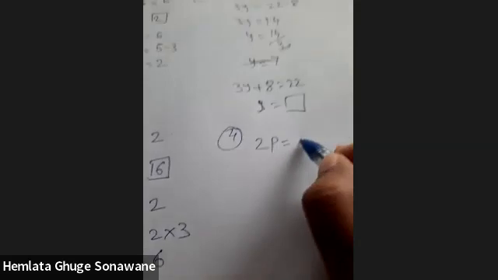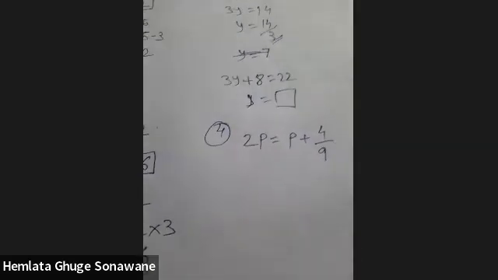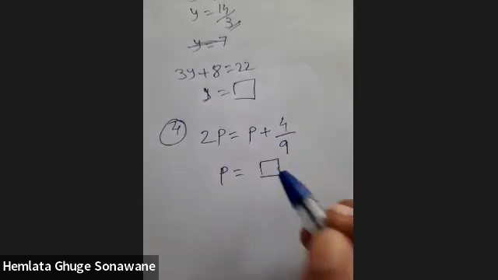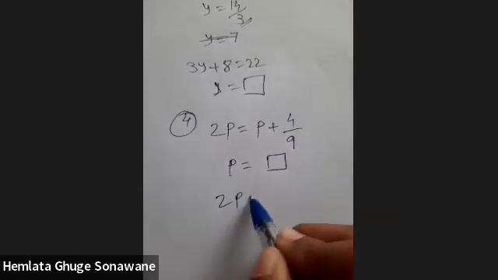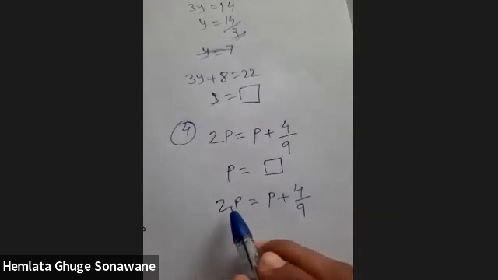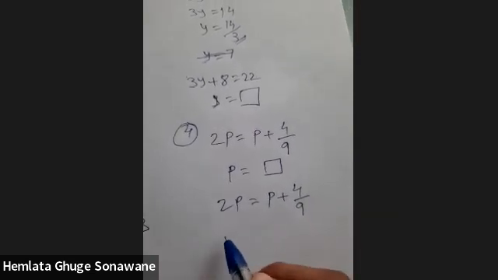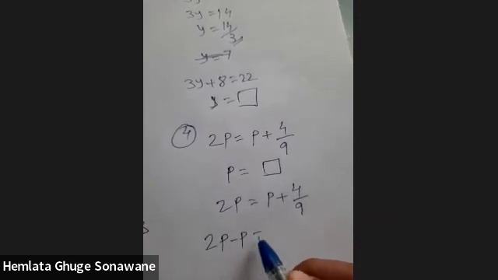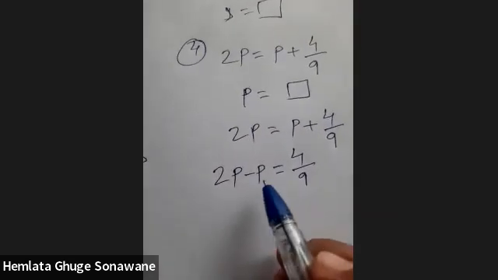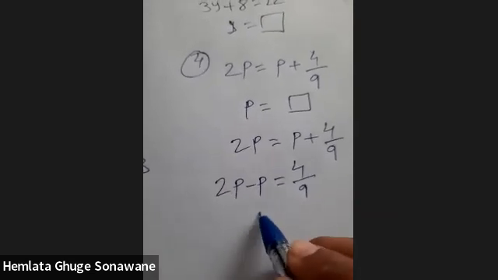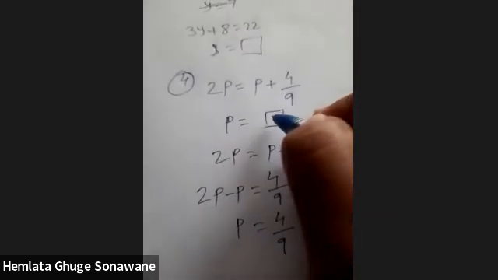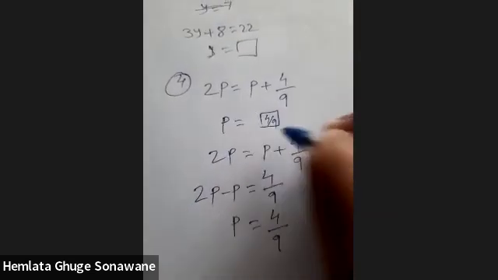2p is equal to p plus 4 upon 9. Now here p is equal to box. I'll write the example again. 2p is equal to p plus 4 upon 9. This plus p becomes minus towards the left hand side. So 2p minus p is equal to 4 upon 9. 2p minus p, that is 1p, it becomes p is equal to 4 upon 9. So here in the box you can write down 4 upon 9.